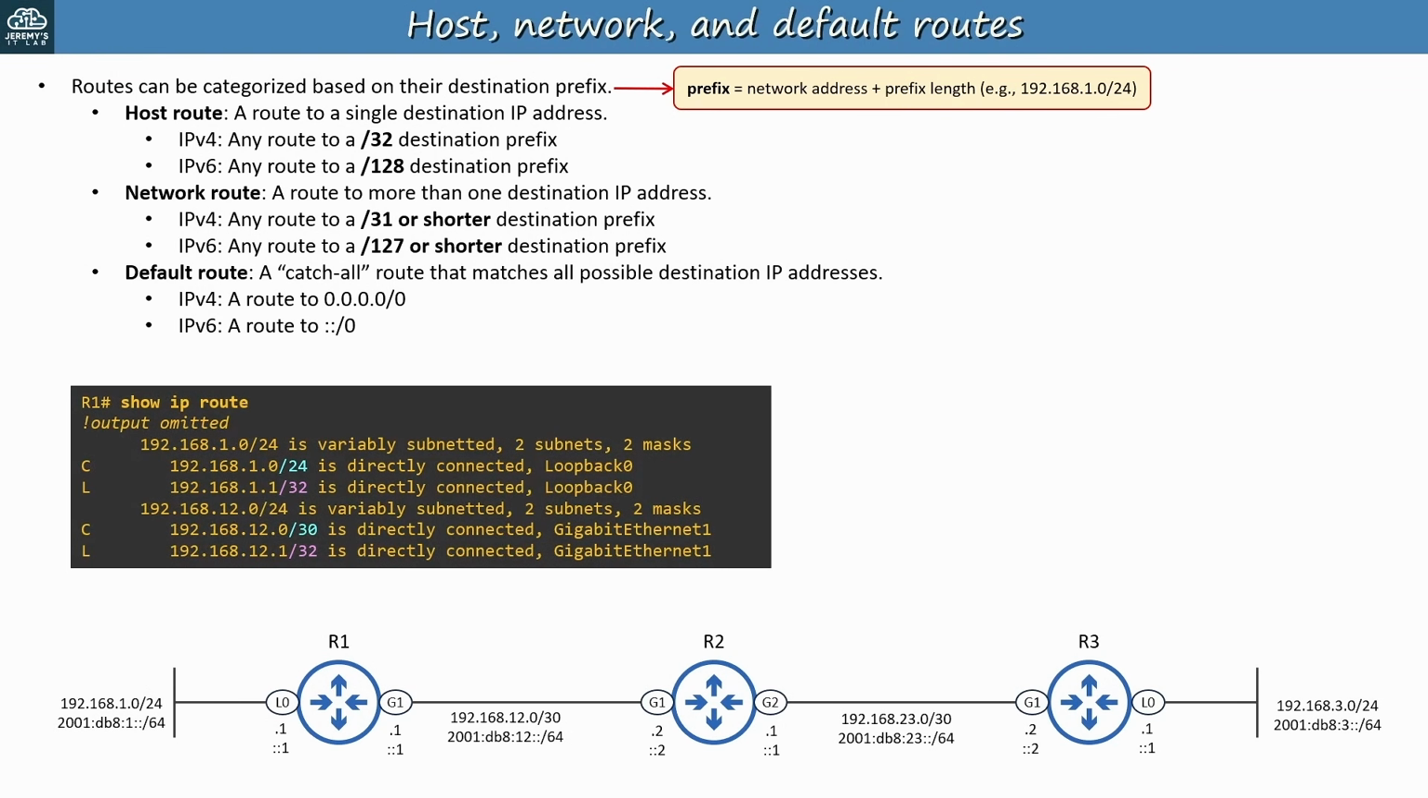Here's R1's routing table. It has two connected networks, 192.168.1.0/24 and 192.168.12.0/30. As you already know, a router adds two routes to its routing table for each IP address, a connected route to the connected network, and a local route to the specific IP address of the interface. These two connected routes are network routes. R1 has a route to the 1.0/24 and 12.0/30 networks. The two local routes are host routes, routes to R1's IP addresses, 1.1/32 and 12.1/32.